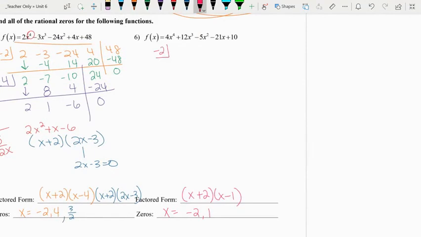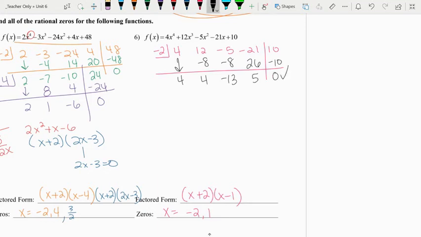So let's factor out a 2 first. We're left with 4, 12, -5, -21, 10, right? Again, we don't need any zeros because everything's accounted for. So we multiply, add, multiply, add, multiply, add, then multiply. We get 0, which is good. So again, let's just tack on the 1 into this problem. Drop down the 4, multiply, add, multiply, add, multiply.